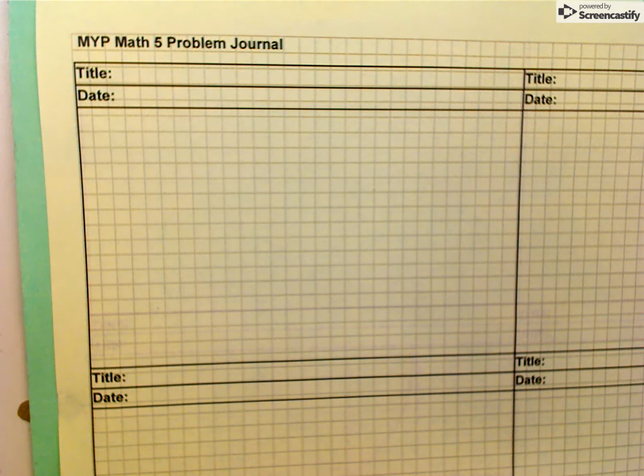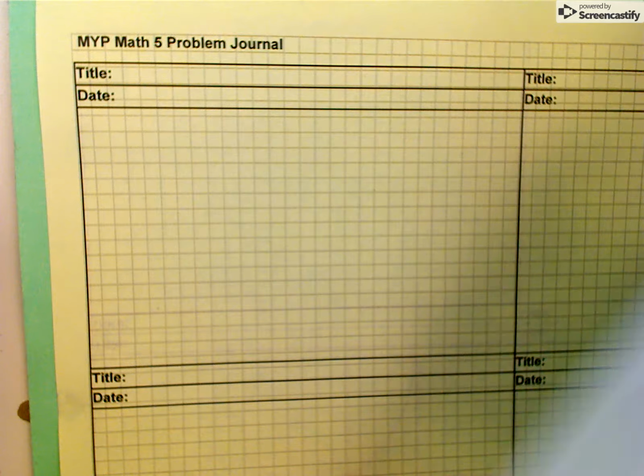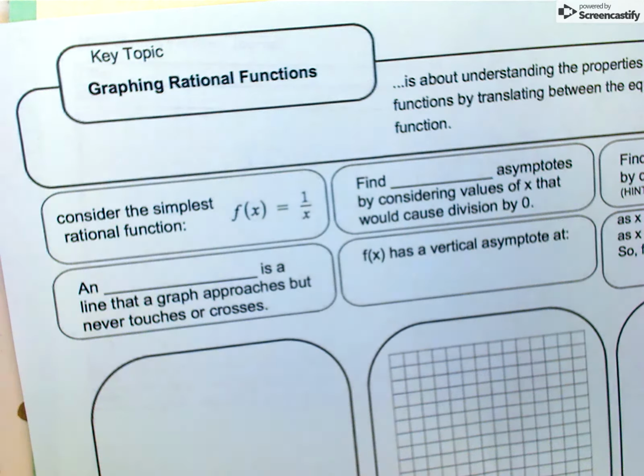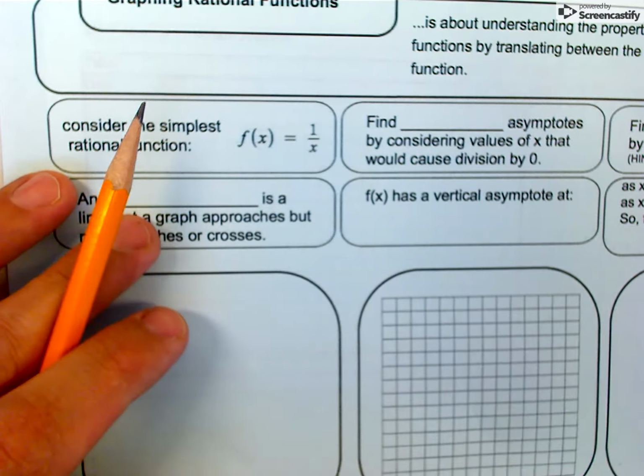In this video, we're going to graph a rational function, and we're going to do that in our problem journal. Before I get started, I want to remind you that you have a document, this blue page that we worked on in class, that is a reference document about all the things that we should consider when we're graphing rational functions. This is a blank one, but you should have one that's been filled out.